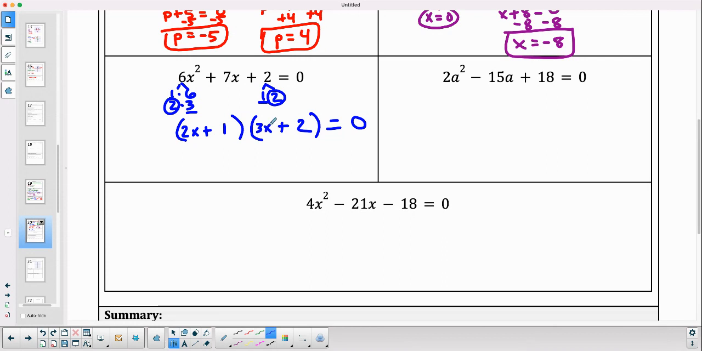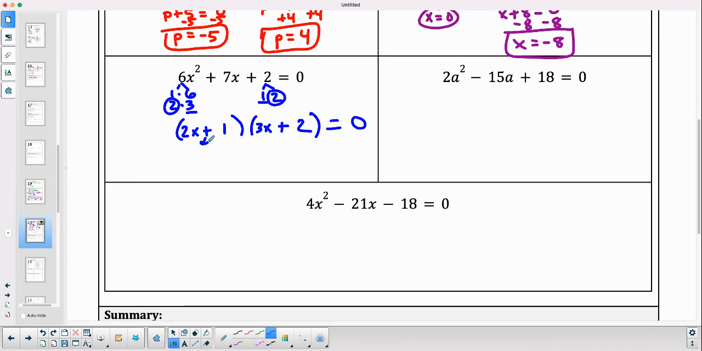Remember, it's probably a good idea to check that. So these two give you 3x's, these two give you 4x's, and that gives me the 7x's that I wanted. All right, that's not a bad idea when you're factoring like this to check those answers. Okay, so we still have to finish by solving.